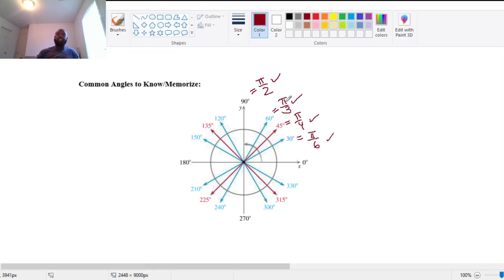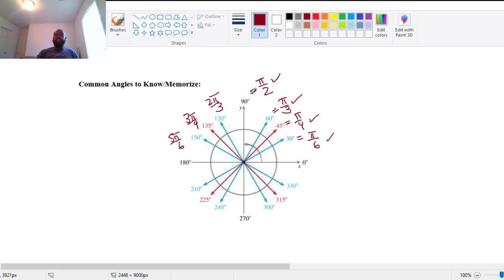What you're going to notice is that there are going to be multiples of these things here, right? For instance, 120 degrees is 2 times 60 degrees. So if I multiply this by 2, I'm going to get 2 pi over 3, right? Or 45 degrees, if I multiply that by 3, I'm going to get 135 degrees, right? And so that's going to be 3 pi over 4. This, if I multiply this by 5, I get 150 degrees. That's 5 pi over 6, right? So this is one way to get these quickly.